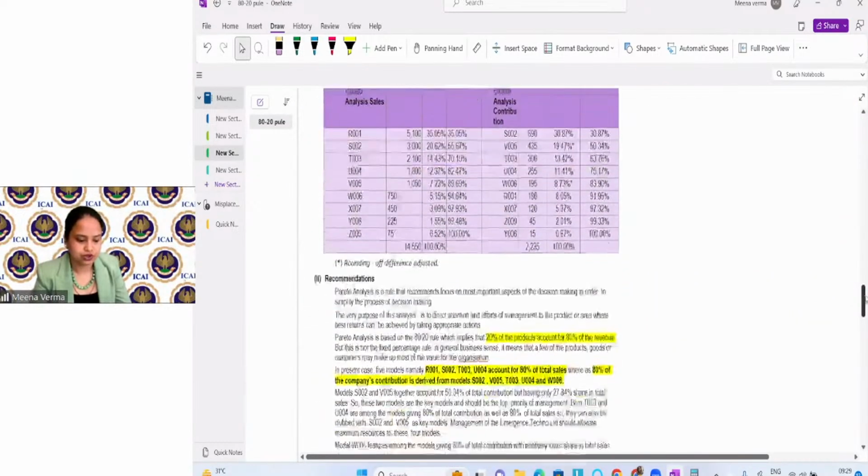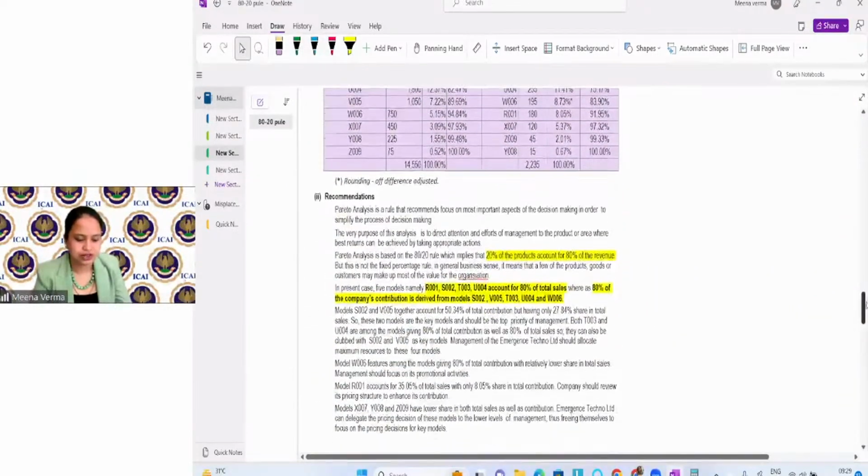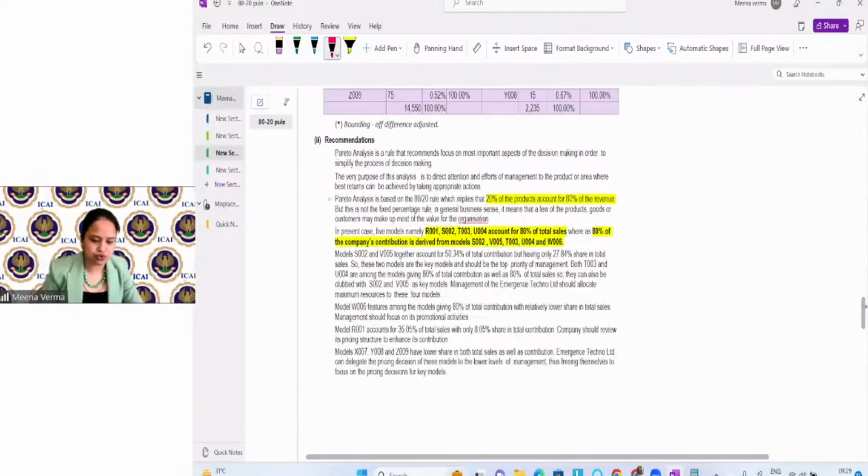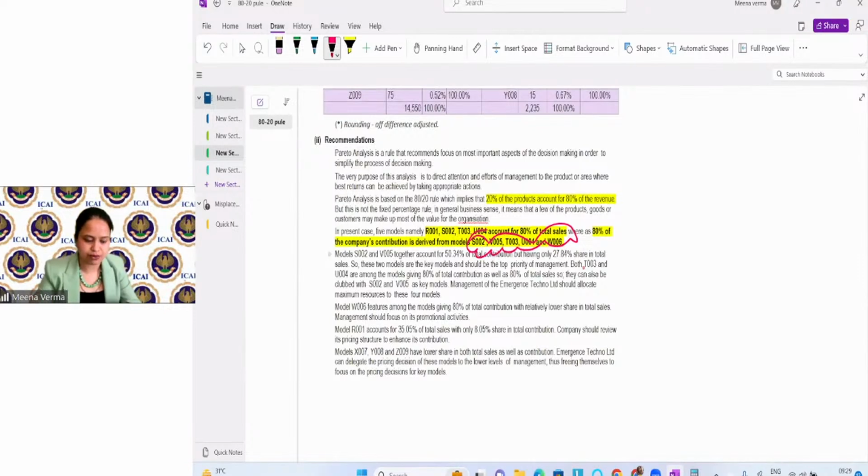Okay. So you can see here it is mentioned that according to sale, the company should focus on these 4 products, as we have done the question, right? According to sale, the company will have to focus on these products. And according to contribution, the company will have to focus on other products.